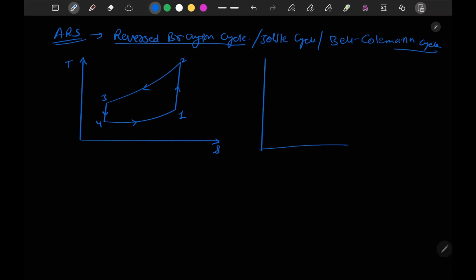If I talk about the PV diagram, let's say this is V, this is P. There is an adiabatic compression, then constant pressure, and so on. This will represent our cycle on PV. 1 to 2 is our adiabatic compression, 2 to 3 is constant pressure heat rejection, 3 to 4 is adiabatic expansion, and 4 to 1 is constant pressure heat absorption. I hope you understand this point.